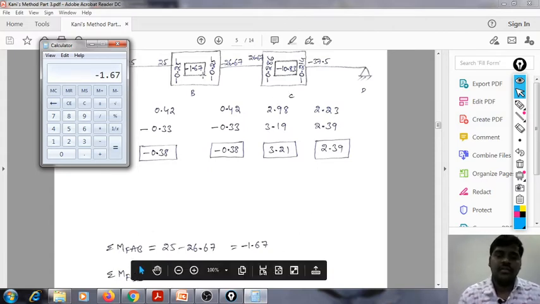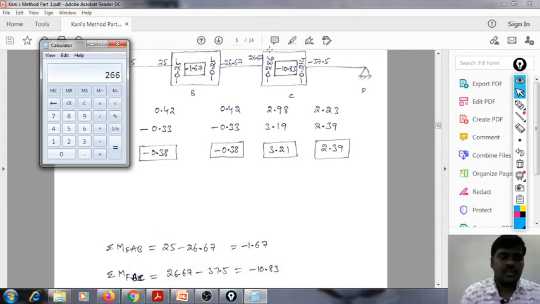And if we consider joint C, 26.67 minus 37.5. So this we have got as minus 10.8. This is what I have written in these two boxes.